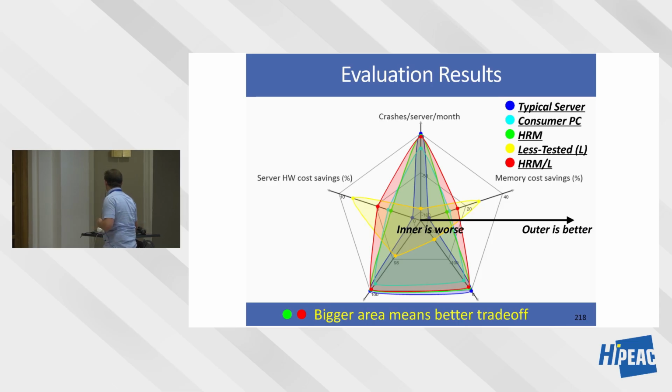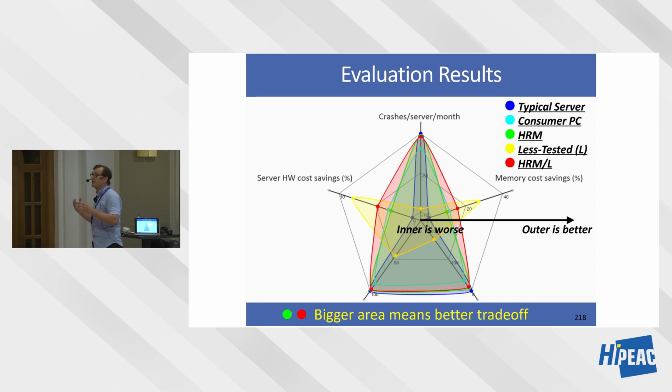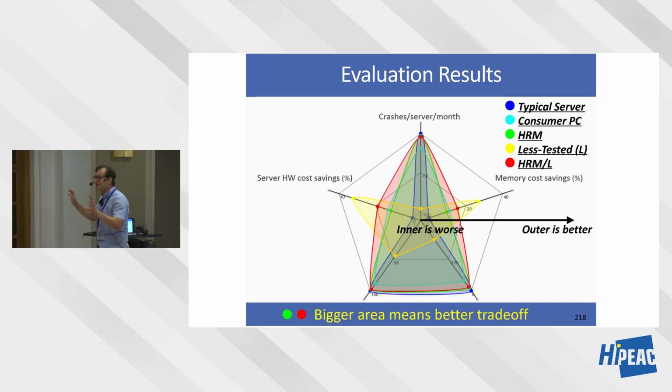Now the advantage of this is that it could get you to a trade-off space that's much better than today's systems. Typical servers today, for example, try to maximize everything. As a result, they have very high cost, and very high memory cost. Whereas by allowing some data to be incorrect, whenever that data doesn't matter that much, you can actually reduce the cost significantly. That's what this HRM does over here. So in terms of availability and crashes, we're very close to a typical server, but we have a lot of cost savings.